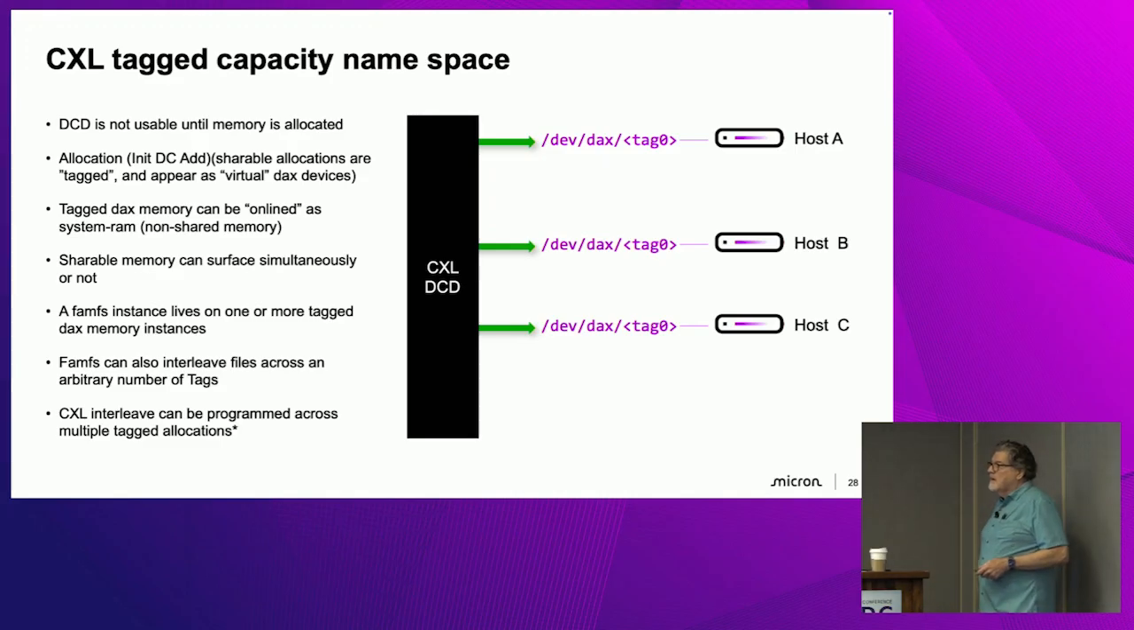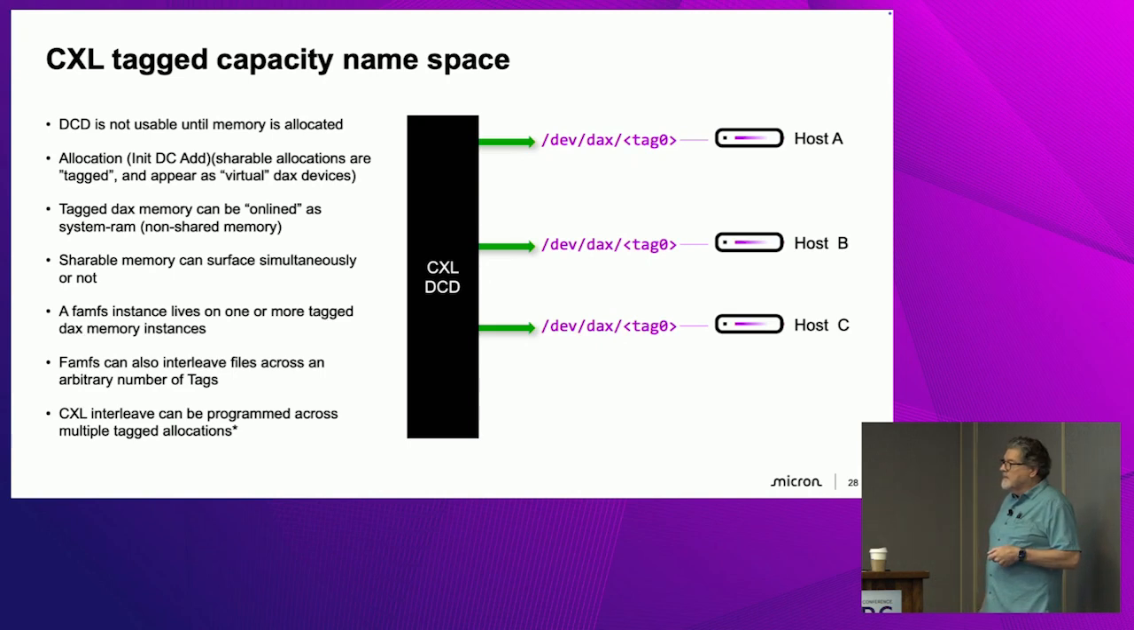So, the tag capacity namespace. I allocated some memory for host A with tag 0. And tags, think of them as UUIDs. In some of my examples, I use names like foo and bar, but they're UUIDs. They do need to be globally unique. They're generally generated by the device, which needs to use UUID generation discipline to basically guarantee that they're unique.